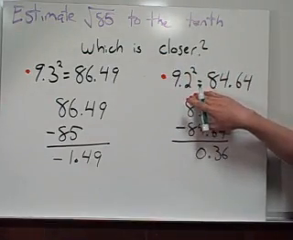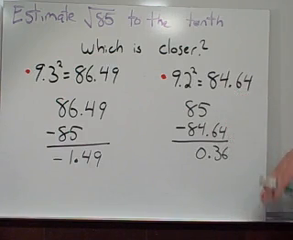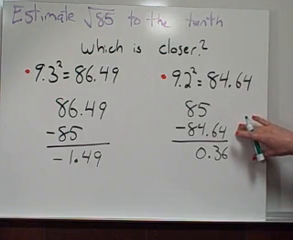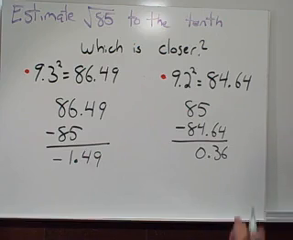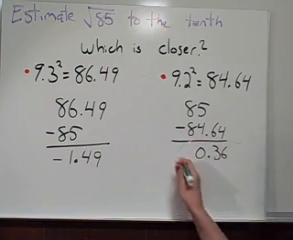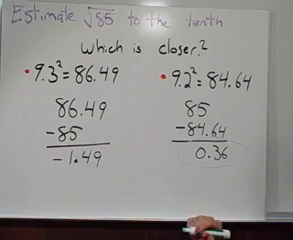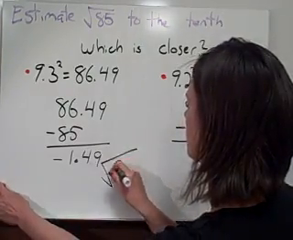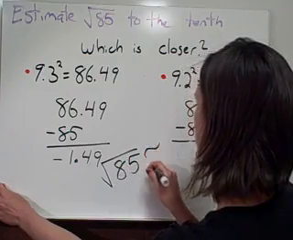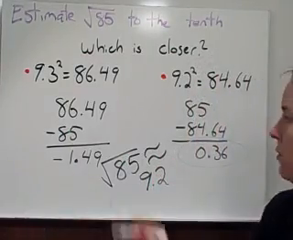Guess number 2, 9.2 squared, gave me 84.64. I find the difference, 85 minus 84.64. I have a difference of 36 hundredths. In absolute value, this one is closer. It's closer to 85. So that means that my estimation for the square root of 85 is about 9.2. So my final answer, the square root of 85, is approximately 9.2.